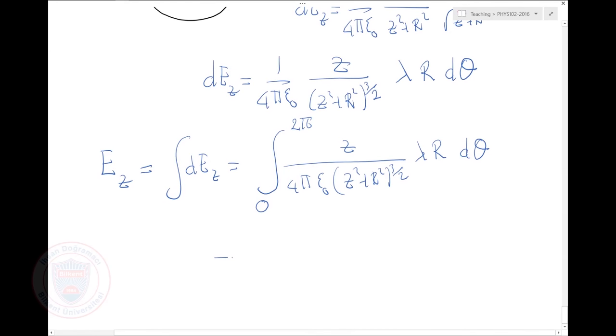So that looks like a horrible integral, doesn't it? A lot of factors in there. But what's r? It's the radius of my ring. Does it change with theta? No. Does z change with theta? No. Epsilon 0 is a universal constant. Lambda is another constant we have found. It depends on q. So everything inside the integral is actually a constant. So it turns out it's the simplest integral in the world.